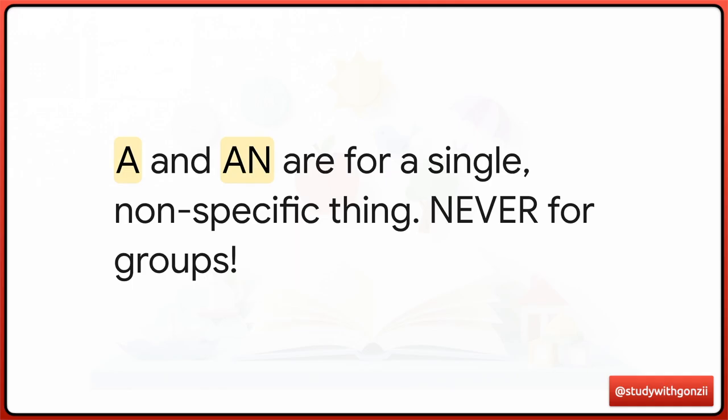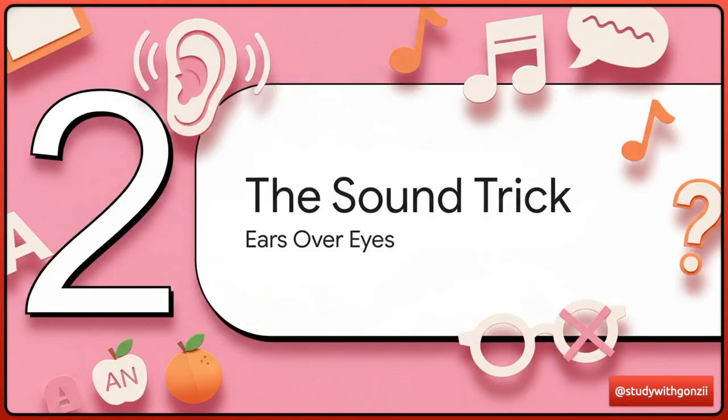And hey, please etch this warning into your brain right now. They are never used for groups. No way. If you have more than one item, "a" and "an" have absolutely no place in your sentence. Section 2. The sound trick.